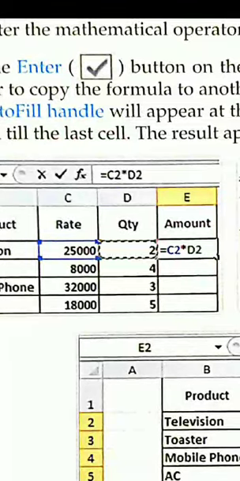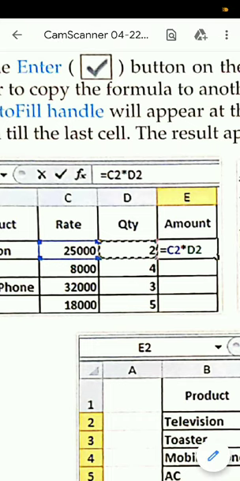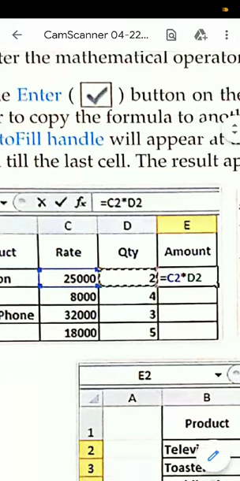Why are we making a formula? Because we have to do this throughout column C and column D. C and D columns will be multiplied. So there is a facility in MS Excel, you can make the formula. Where we want the multiplication of C2 and D2, I am talking about 25,000 into 2. Quantity is 2, rate is 25,000. So what will be the amount? 25,000 into 2.